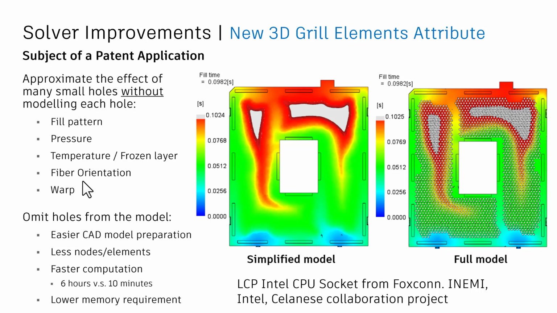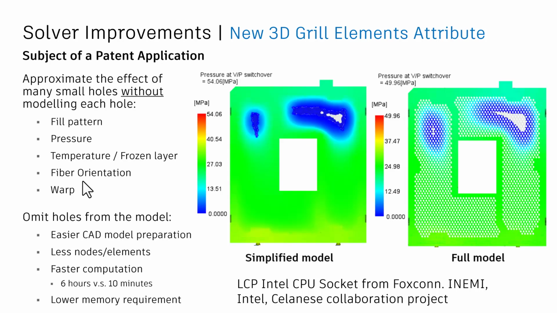Now the model preparation has come down significantly. Fewer elements are needed to represent the model. And the most important thing is that I am reducing the computation time for this particular model from 6 hours to 10 minutes. How much faster can I iterate on changes in the model and get the required results.